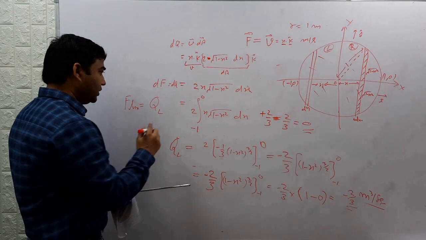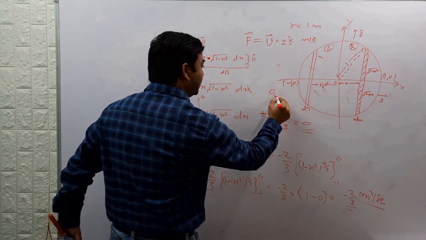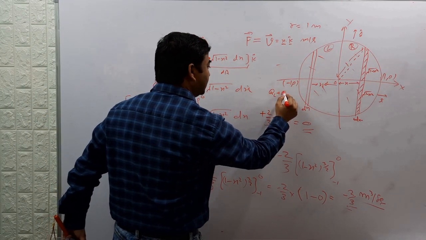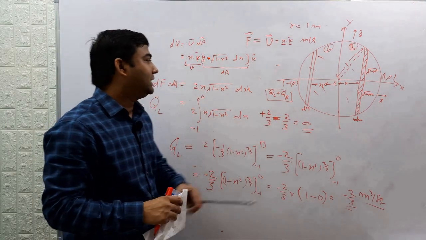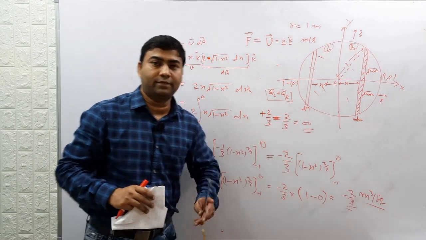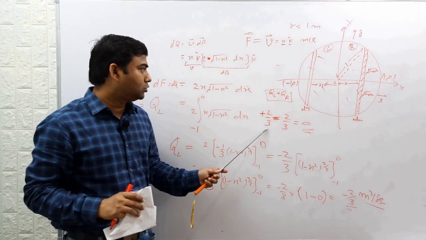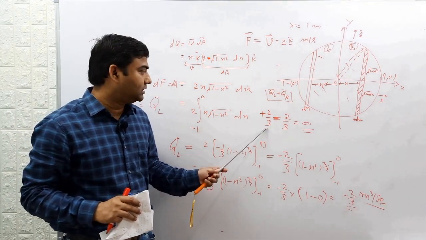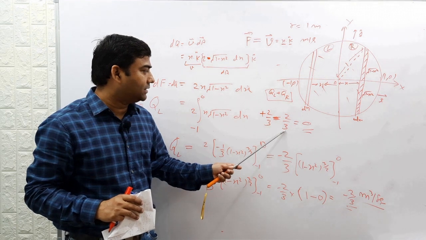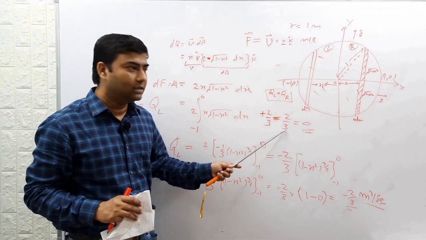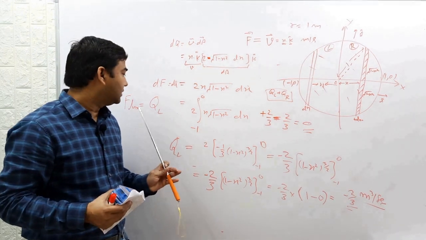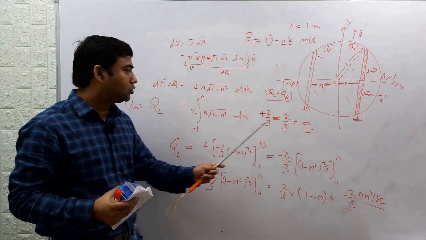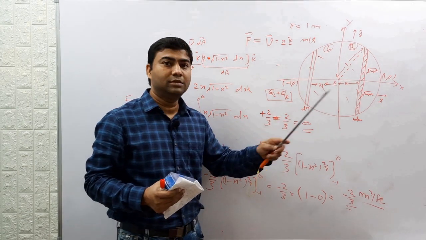Net flow is QL plus QR. That is flux through the right half plus flux through the left half. Flux through the right half is positive, plus 2 by 3. Flux through the negative left half is minus 2 by 3. Total flux is 0. So here flux is flow. So total flow through this area is 0.